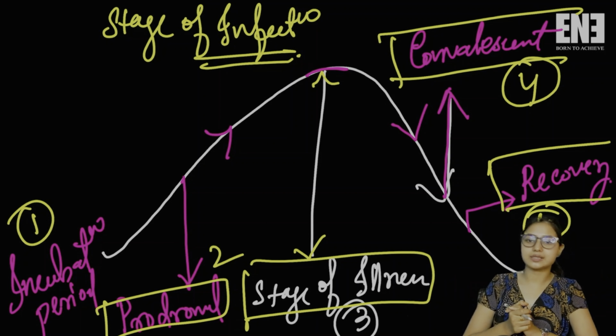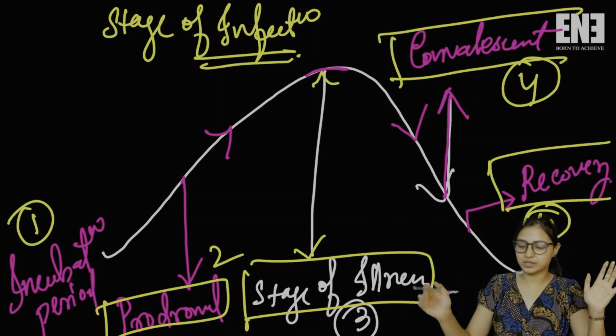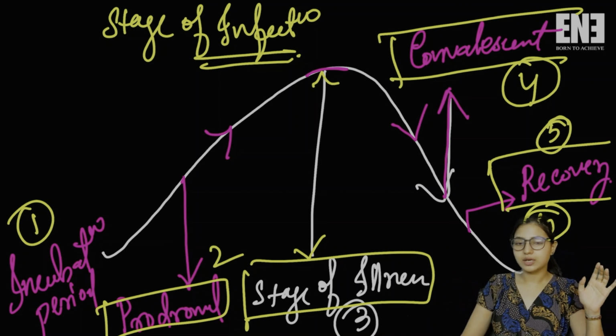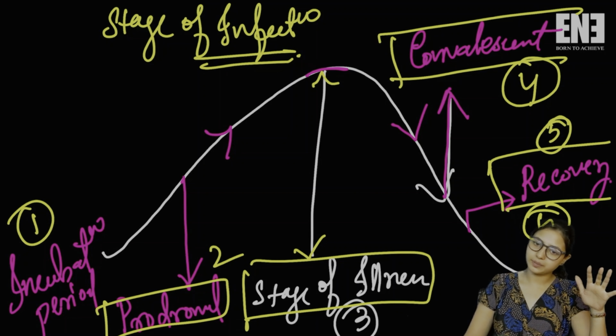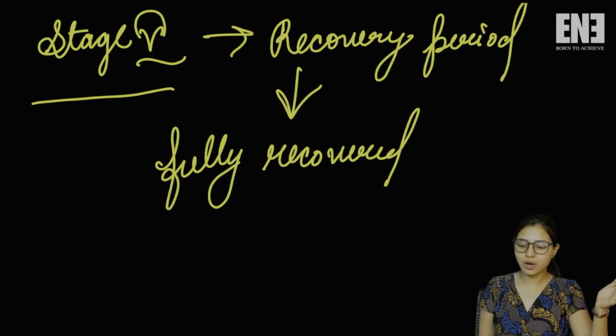If you are asked what the basic 5 stages of infection are, you can say that first is the incubation period, second is the prodromal period, third stage is the stage of illness, fourth is the stage of convalescence, and fifth is the stage of recovery. Yes. Okay. Till now, is it clear?